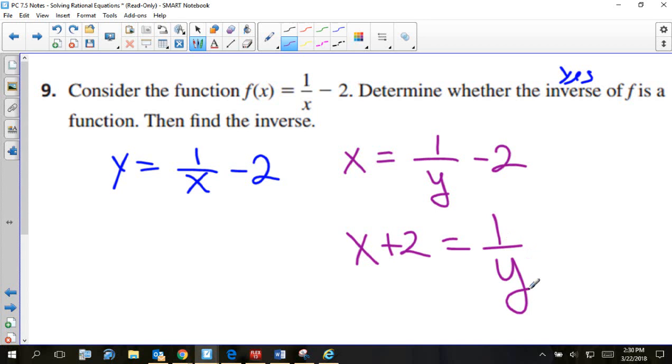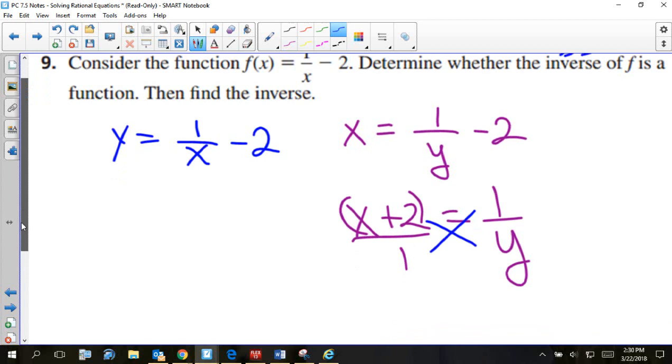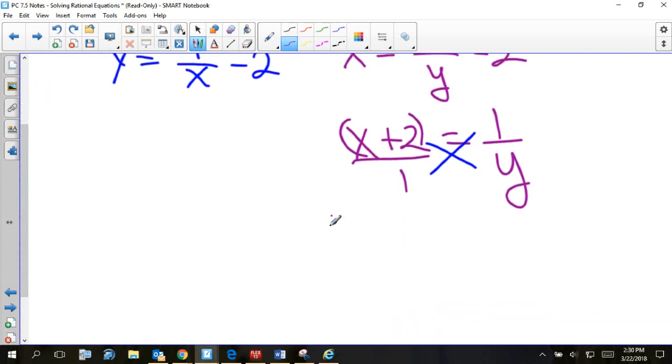Now y is in the denominator. So we can multiply both sides by the lowest common denominator, or we can do this cross multiplication thing if I have one fraction over here. Do I have a fraction over here? Can I make it look like a fraction? What can I do? Put it over 1. So if I cross multiply, now I have y times parentheses x plus 2 equals 1.